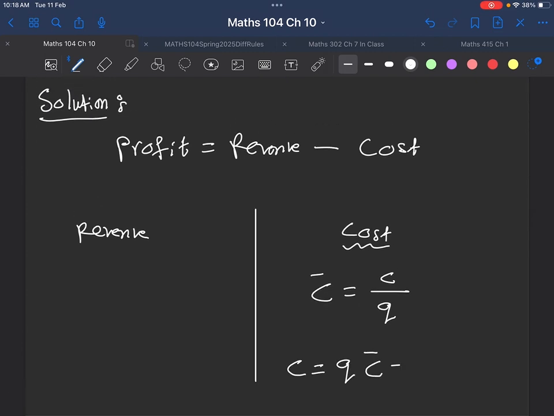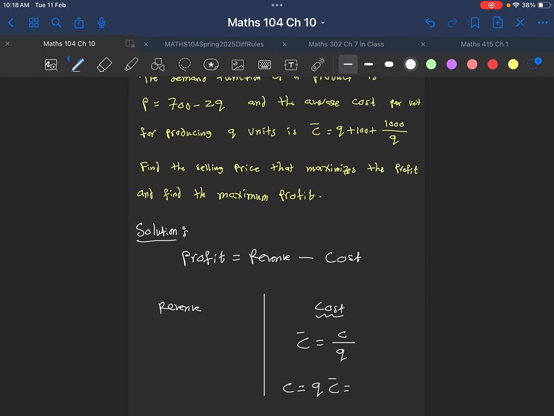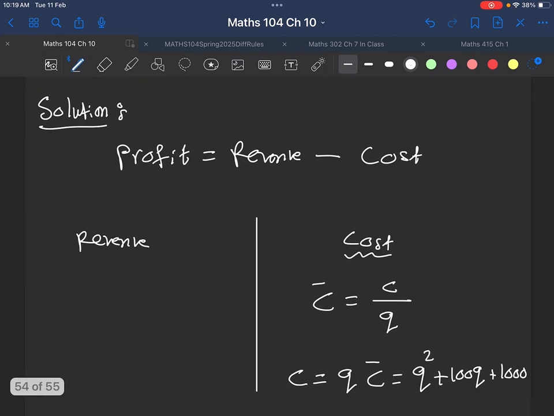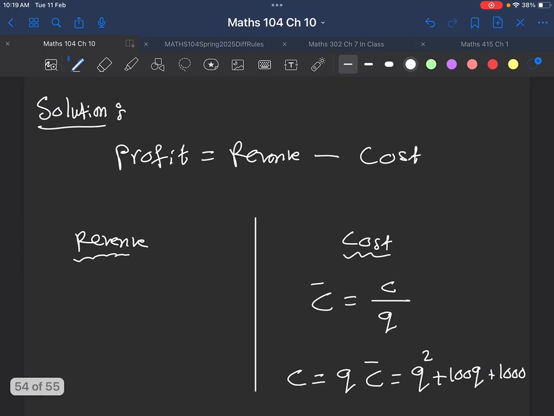And remember, I want only C, so C would be Q times C bar. So we take this one and we multiply it by Q. So here we have Q squared plus 100Q plus 1000. And that's just the cost, which is C.